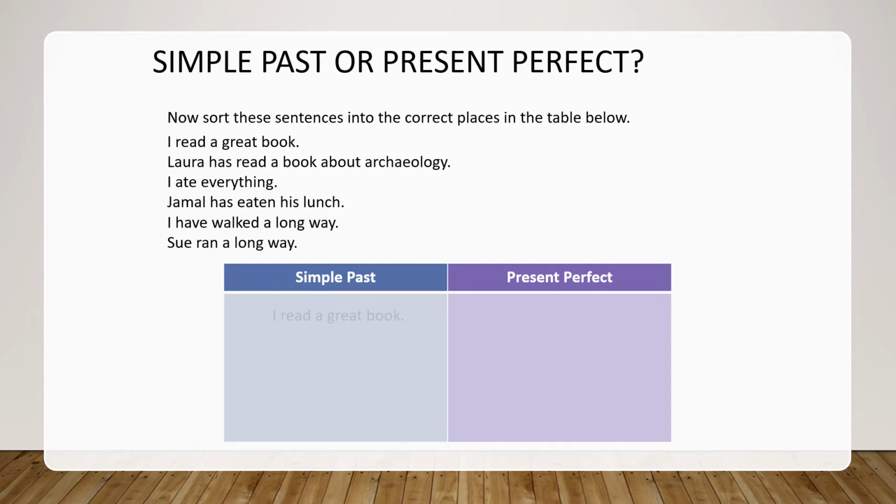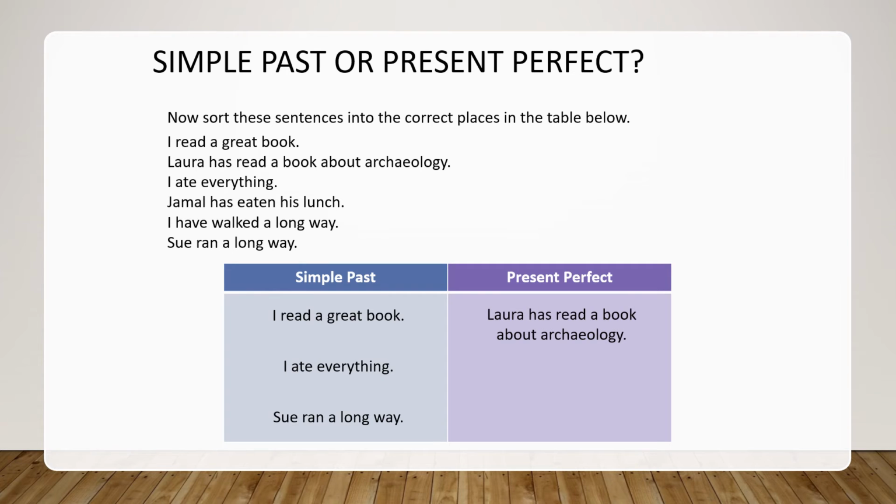In simple past, you should have: I read a great book, I ate everything, and Sue ran a long way. Again, a reminder, simple past means that it happened at a specific time, but it is now finished. So you did read a great book, you did eat everything, and Sue did run a long way, so it has already happened.